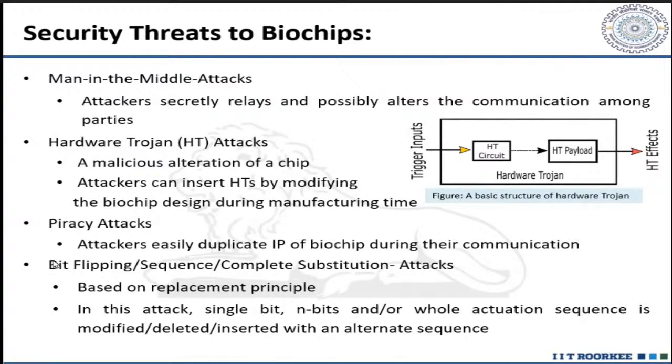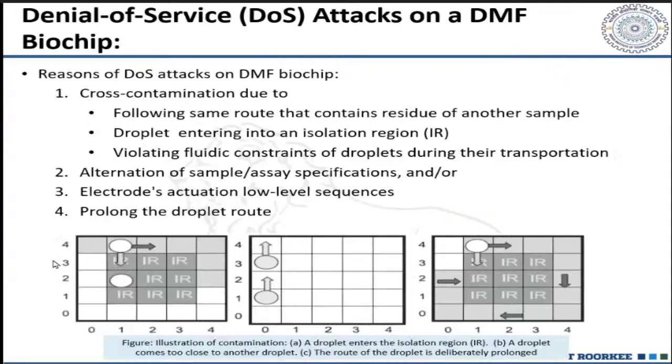And the bit flipping, sequence, or complete substitution attacks. This is another kind of attack which is possible, based on the replacement principle. In this attack, a single bit, n bits, or the whole actuation sequence is modified, deleted or inserted, whatever is possible; the intruder can replace it with an alternate sequence. If this is done, the actuation sequence is changed, and then your chip will malfunction, and it is highly possible that it will give the wrong result.